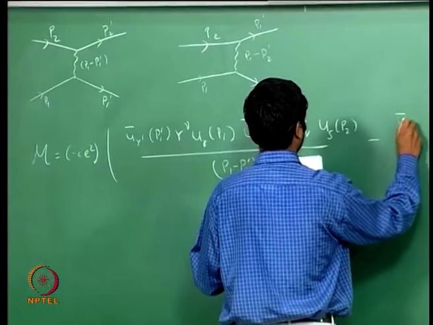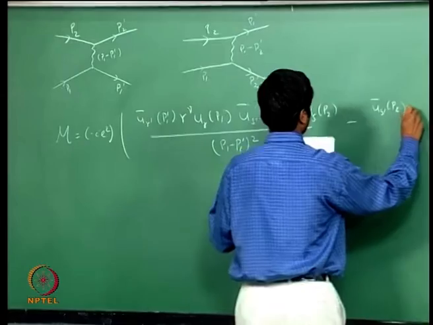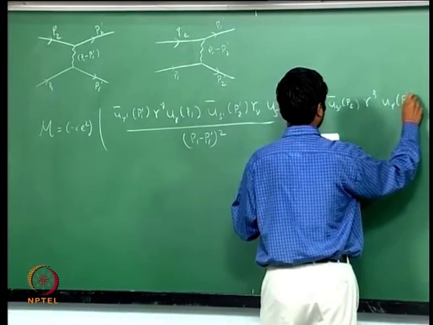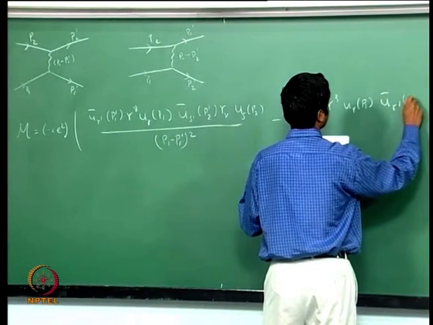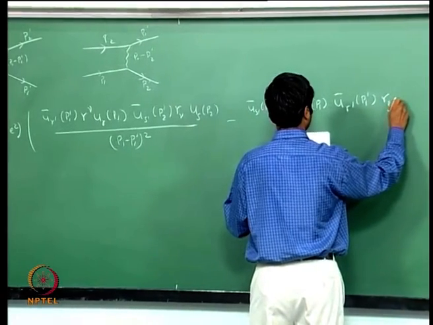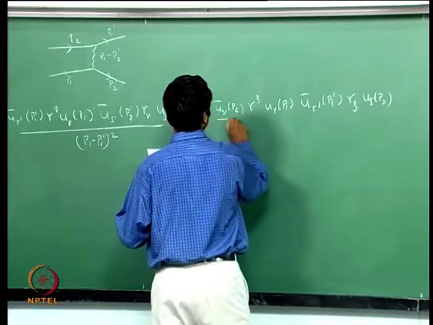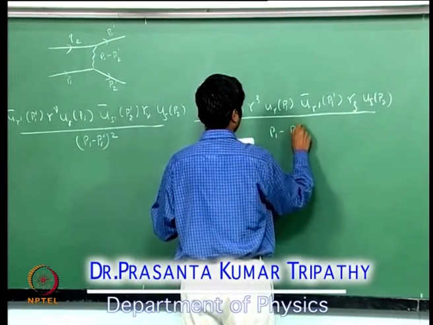minus u bar s prime (P2) gamma rho u r (P1) u bar r prime (P1 prime) gamma rho u s (P2), divided by (P1 minus P2 prime) whole squared.